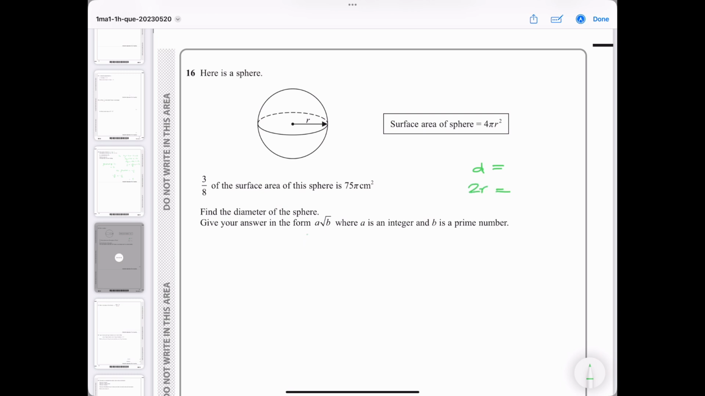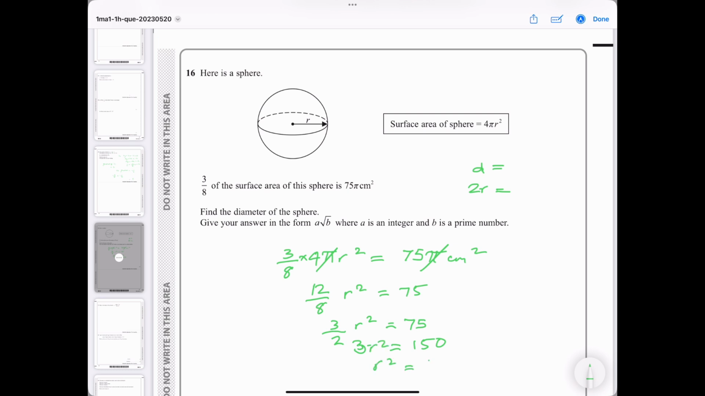Now the surface area of the sphere is going to be, we know that 3/8 times 4 pi r squared equals 75 pi centimeters squared. So let's get rid of some stuff. We can get rid of pi. We can times this out, so we get 12/8 r squared equals 75. We can make that 3/2, because that goes down to there. And then we can times 75 by 2 and get 150. So 3r squared equals 150.